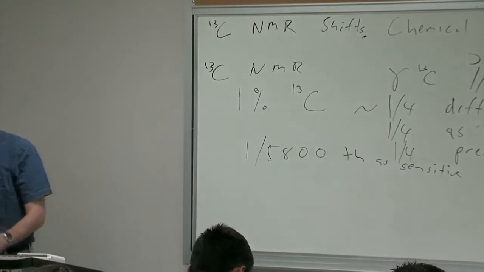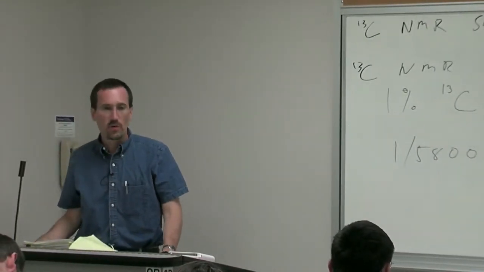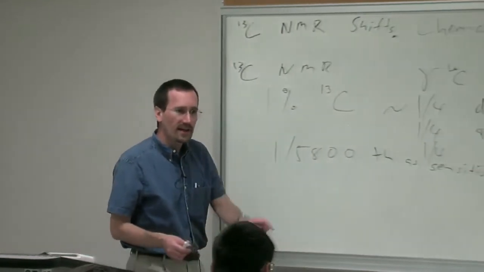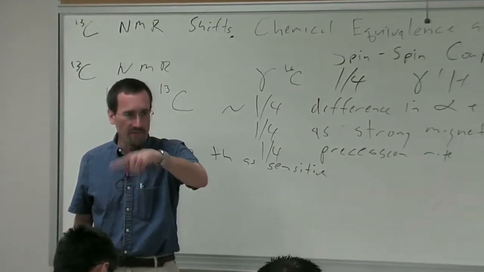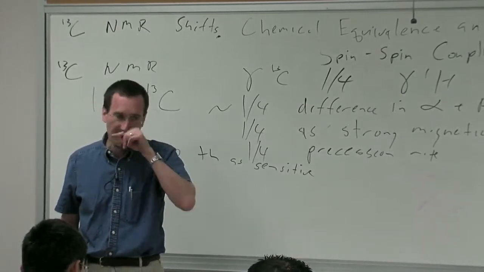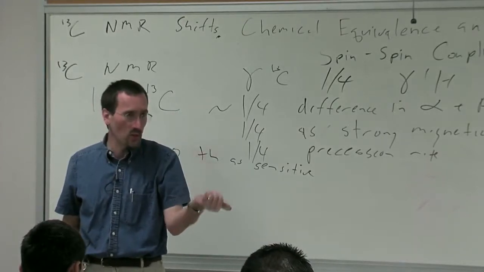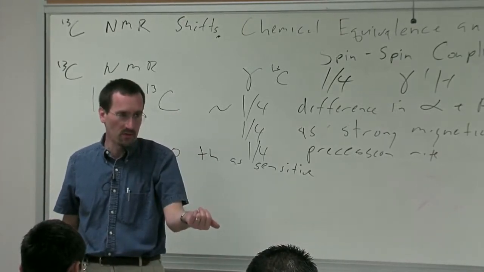Question? Is that precession rate, are you talking about the Larmor frequency? The Larmor frequency, yeah. If you take a magnet and just spin it in a coil, if you spin it faster, you get more voltage. If you spin it twice as fast, you get twice as much voltage. If you take a magnet that's twice as big, you get twice as much voltage.